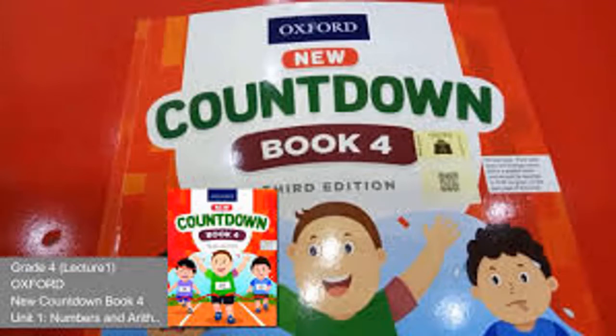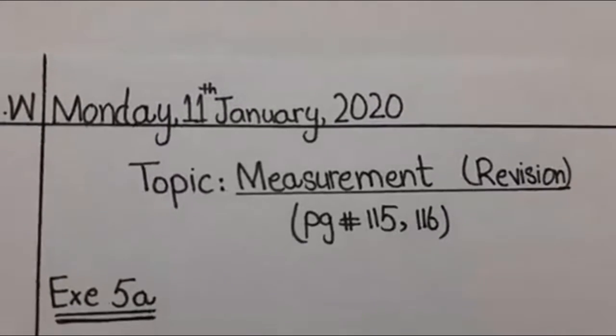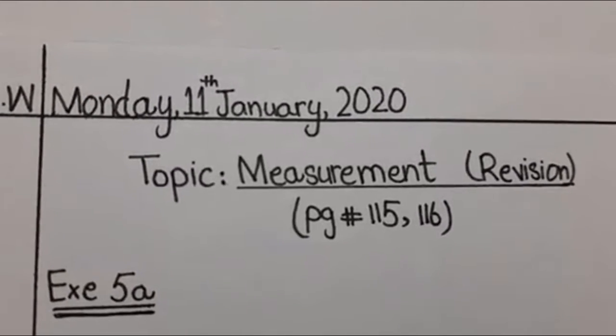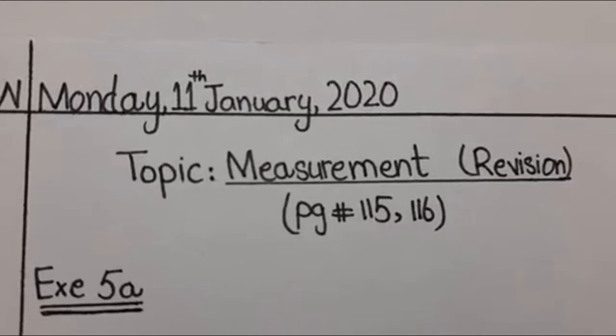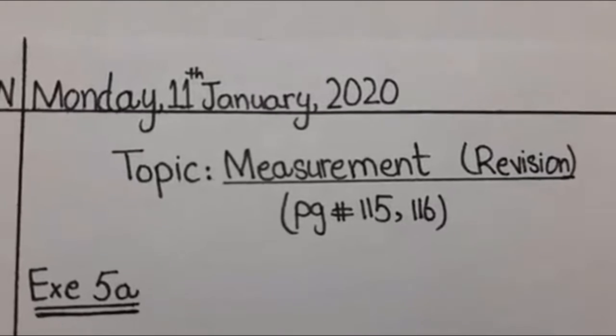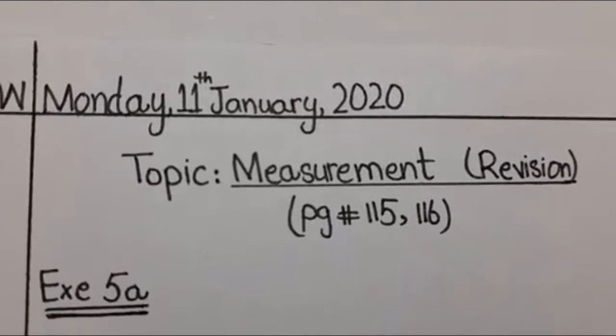Topic is measurement, revision, page number 115 and 116. On page number 115 and 116, it is exercise 5A. In measurement, we have done the definition of metric system. And you all know metric system is the system that depends on multiples of 10. In metric system, we were revising the measurement of length.